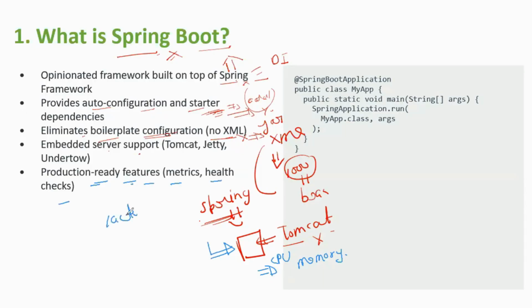So what does it mean? To find out all this information, like CPU usage and memory usage, you don't need to add anything. Spring Boot will automatically provide you all those features. So it provides you production-ready features. Why do we call them production-ready features? Because they help in debugging your application in the production environment.